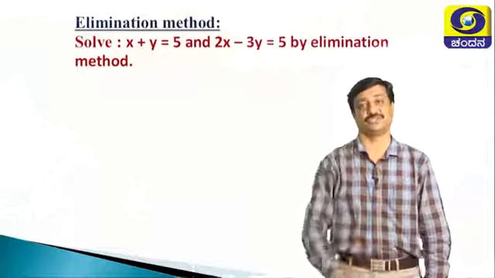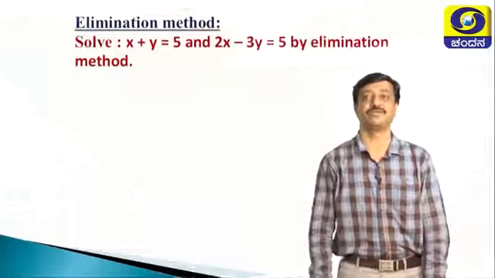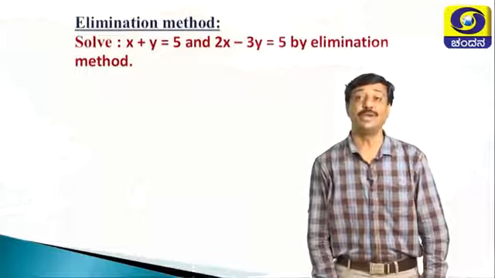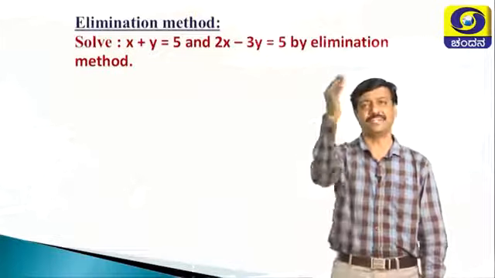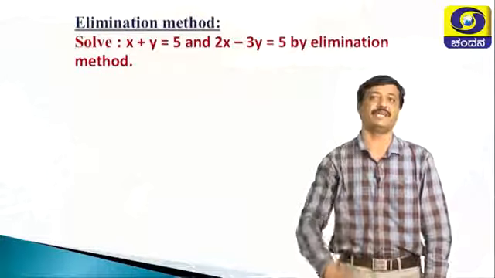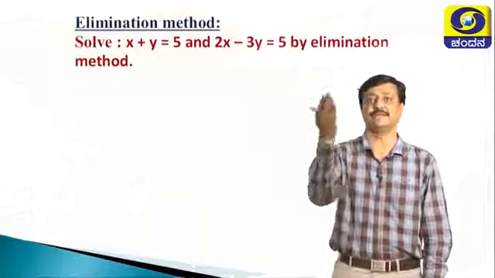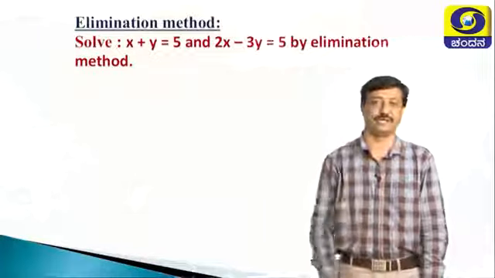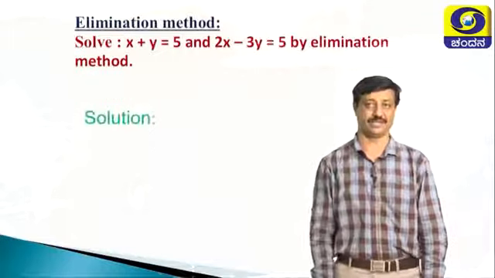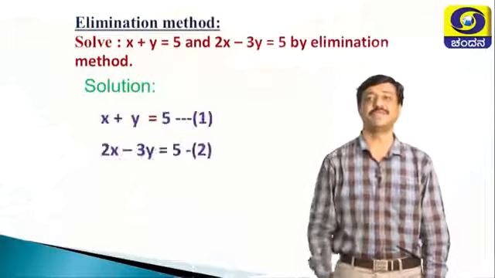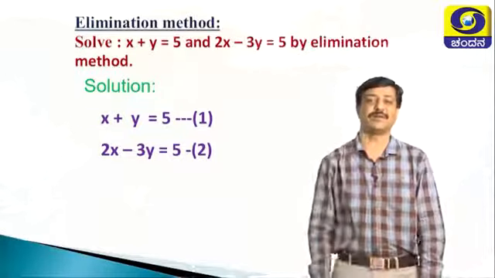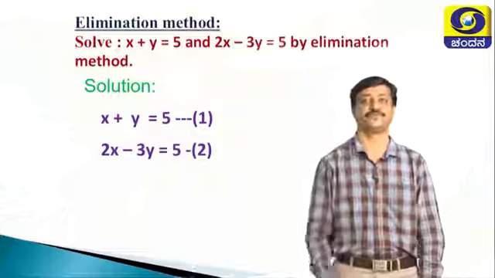So, here is a question. Solve x plus y equal to 5 and 2x minus 3y equal to 4 by elimination method. The word itself says elimination. We are going to eliminate one of the variables. You can eliminate either y or x, depending upon the coefficients of both the variables. Now, take the given equations as 1 and 2, I mean x plus y equals 5 and 2x minus 3y equals 4, that is equation number 2.